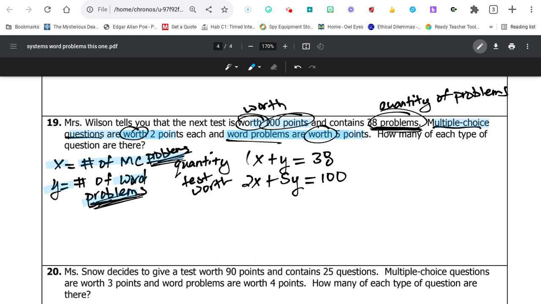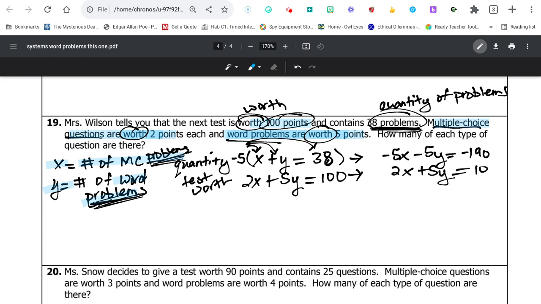And I am going to use elimination. I'm going to multiply each side of this top equation by -5 to get rid of the y. You could have multiplied by -2 to get rid of the x, but I chose to eliminate the y. So that's going to give me -5x minus 5y. Let's see, 38 times 5, that'd be -190. And then just slide this one over: 2x plus 5y equals 100.